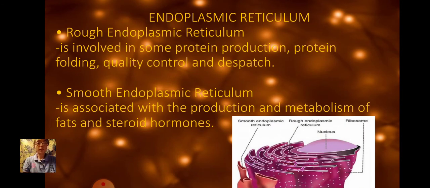There are two types of endoplasmic reticulum. First is the rough endoplasmic reticulum. It is involved in some protein production, protein folding, quality control, and dispatch. Rough endoplasmic reticulum is also studded with millions of membrane-bound ribosomes. Second is the smooth endoplasmic reticulum. It is associated with the production and metabolism of fats and steroid hormones. Its function is to synthesize lipids.